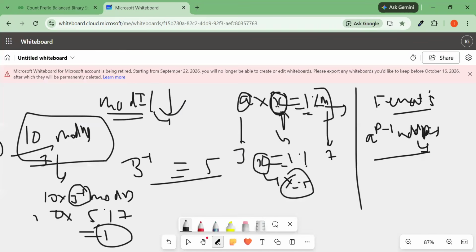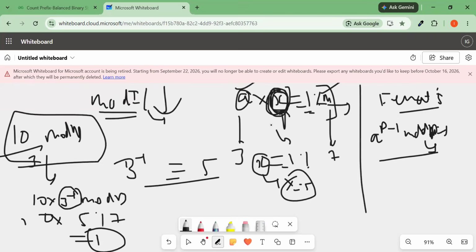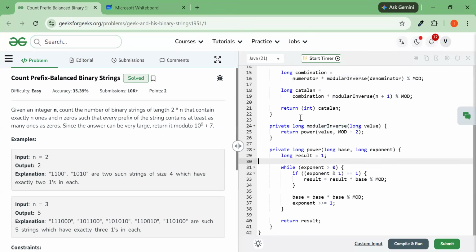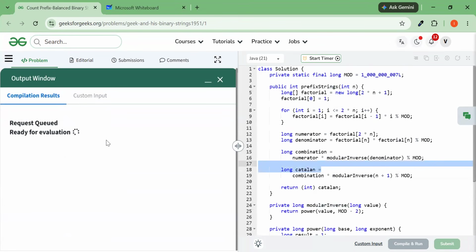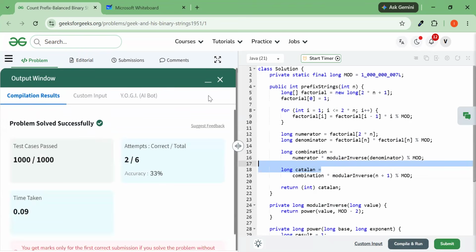Here, a is given, m is given, and you need to find x. One possibility is to try x equals 1, 2, 3, 4, 5, 6 and check the resulting number. The other is that using Fermat's theorem you can easily find x. So that is what we are calculating, and this is the code that I took from online. If you are okay with that, you can go with it, and if you have any doubt, we will discuss it more. If you submit it, it will pass all the test cases. This is the famous nth Catalan number use case.